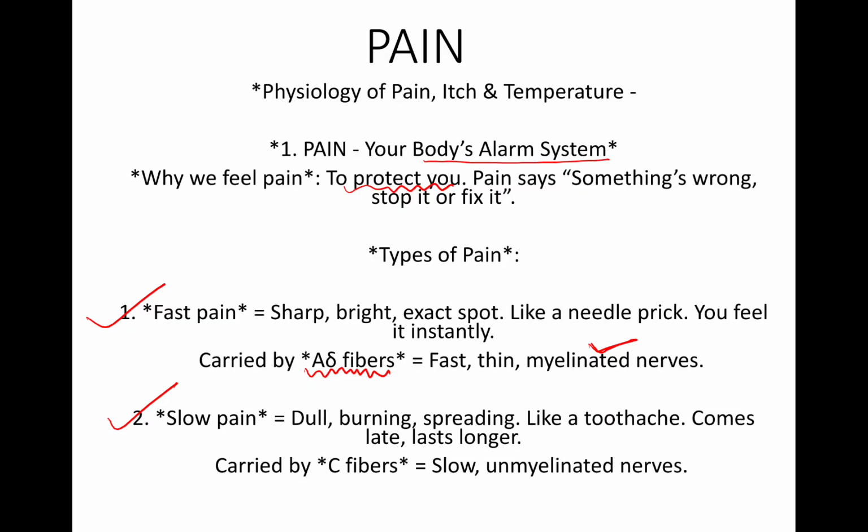Now, coming to slow pain. It is a dull, burning and spreading kind of pain, like a toothache. It comes late, because it starts from a very minute pain, but it lasts longer in duration. It is carried by C fibers, which are slow, unmyelinated nerves. Because they are unmyelinated, obviously it will be slow. Messages are passed a little delayed in unmyelinated nerves.